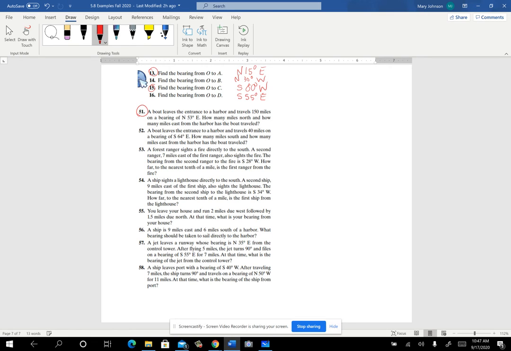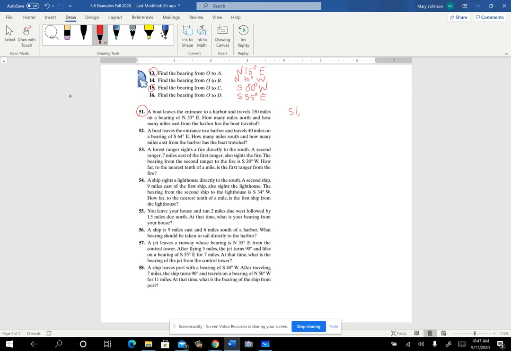So let's look at 51. A boat leaves the entrance to a harbor and travels 150 miles on a bearing of north 53 degrees east. Ultimately, we want to know how many miles north they went and how many miles east they went from the harbor.